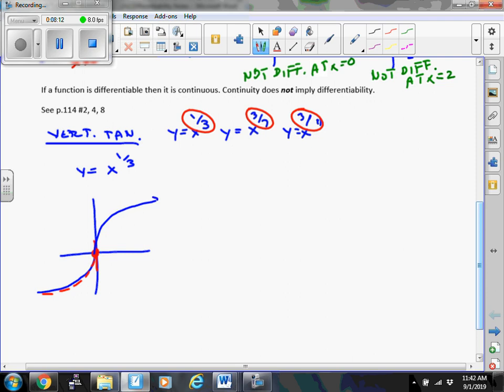But all these other points on the curve do have it. So what you'll see again is you'll see the slopes getting bigger, bigger, bigger to right here. They get to an infinity. That's not a value. So therefore it's not differentiable there.